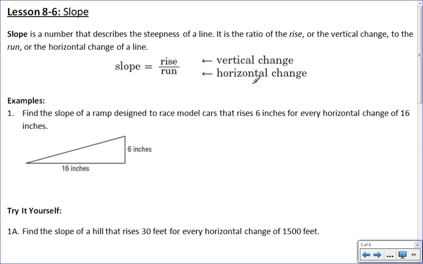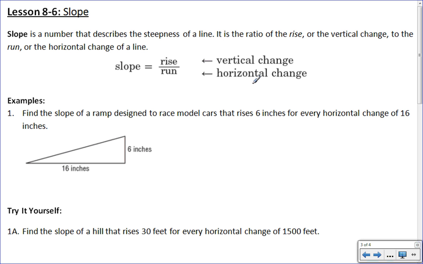Remember, horizontal is left to right. Now this might sound a little familiar. This might sound kind of like what we just did in the last two lessons, and that's because it is. Slope is the exact same thing as rate of change. Usually we use slope to refer to something like a line on a graph, and usually we use rate of change to talk about something that has some sort of real world meaning. That's not always the case, that distinction, but they are very closely related.